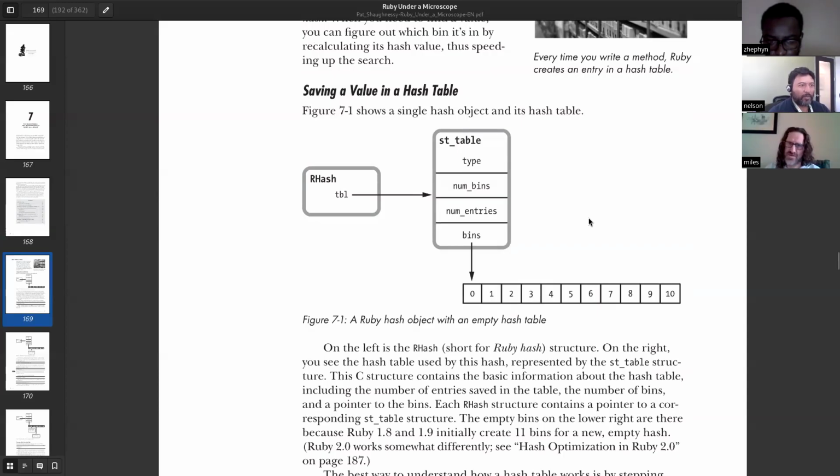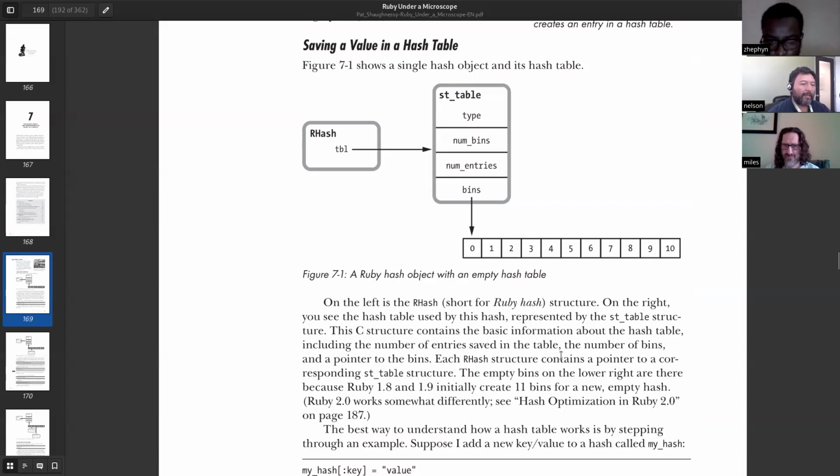But I just don't know enough to know that there were other options and this was one of the choices, or that this was the only choice that was available at the time that Ruby was written, because Ruby's from the mid 90s, right? Yeah. So maybe there are newer developments in hash table construction since.